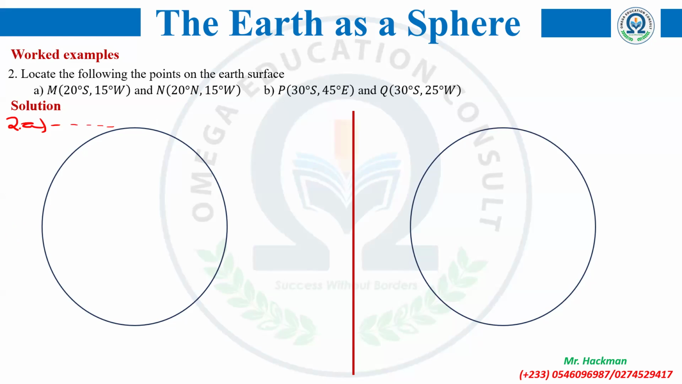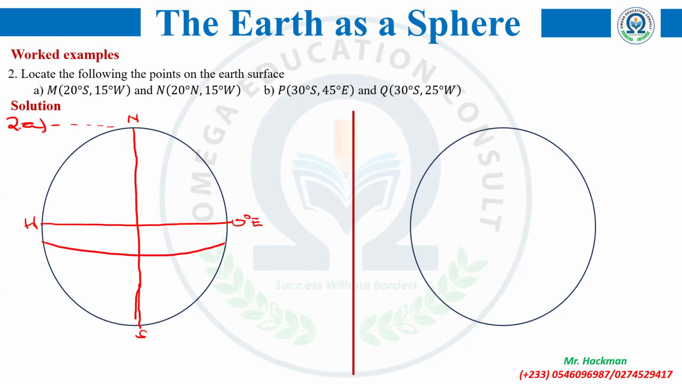So now let's look at this one, 2a, given this point and that point. I'm going to indicate 2 points. So again, what do I do? I will indicate my north-south, then my equator. This one is 0 degrees. That is east, then west, then south and north. That must be indicated. So let's indicate the first point: 20 degrees south. You come down, so that will be your 20 degrees south.